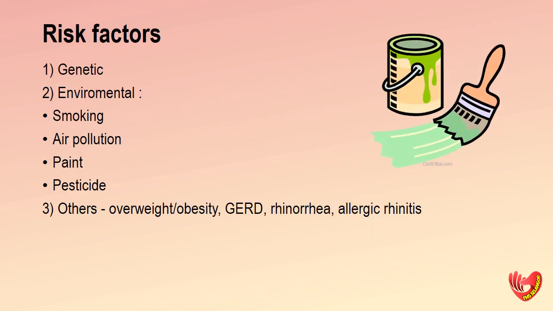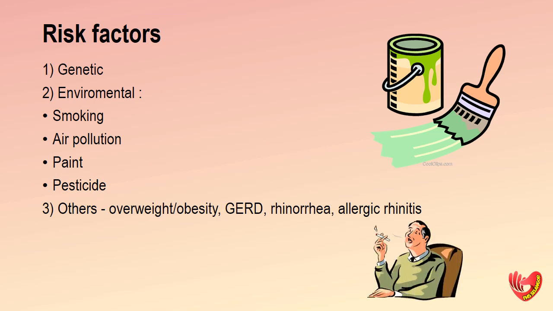One of the major risk factors of asthma is genetic. Besides genetics, environmental factors like smoking, air pollution, pets, and pesticides are also risk factors for asthma. Other risk factors are overweight, obesity, gastroesophageal reflux, rhinorrhea, and allergic rhinitis.